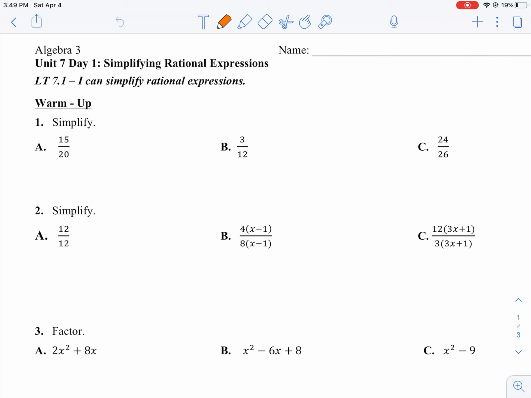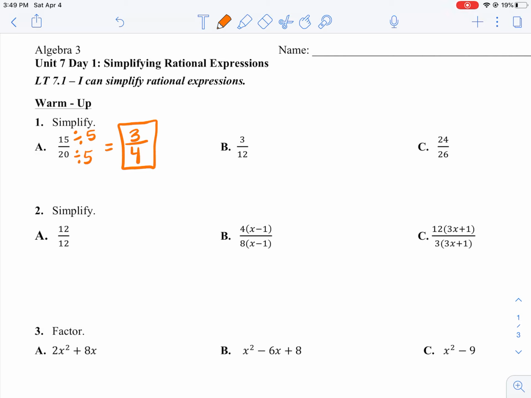So when you simplify a fraction, you're trying to find a common factor. So 15 and 20 are both divisible by 5. And so to simplify this fraction, we divide the top and the bottom by 5. So 15 divided by 5 is 3, and 20 divided by 5 is 4. And so this fraction simplifies to 3/4.